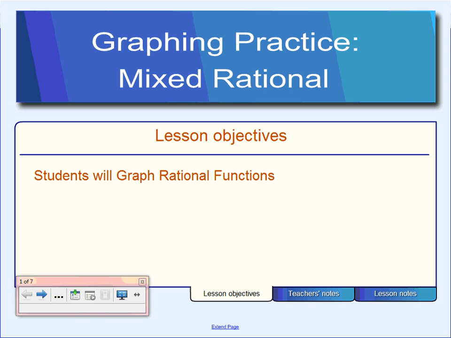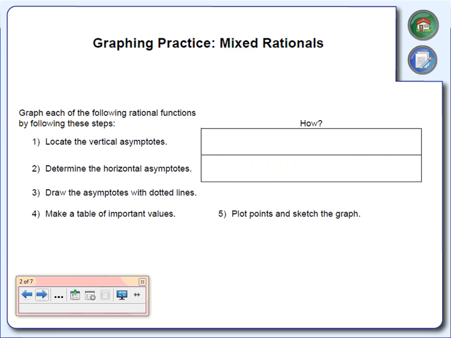What if the degree is higher in the numerator than it is in the denominator? What kind of horizontal asymptote do we have there? None. And if the degree is higher in the denominator, then we have y equals 0. Okay, so those are the horizontal asymptotes. So like I said, today we're going to be putting it all together and getting the graphs of these rationals. All right, so here we go.